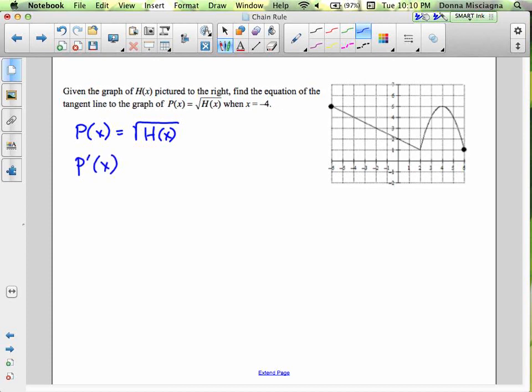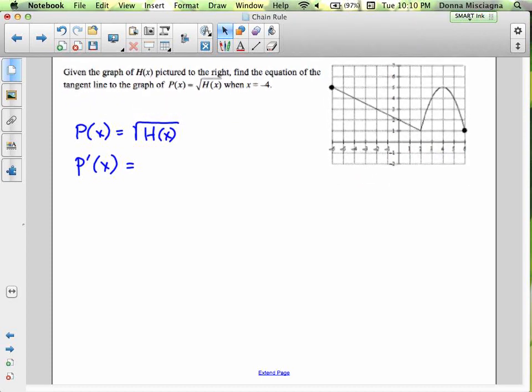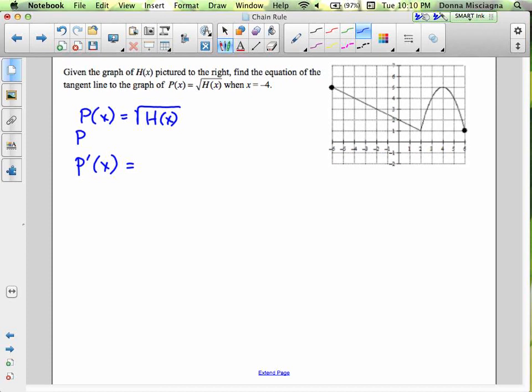So p prime of x, right? So we could rewrite this as h of x to the 1/2 power. And so the derivative, exponent moves in front using the power rule there, 1/2 of h of x to the -1/2. That would be that derivative.